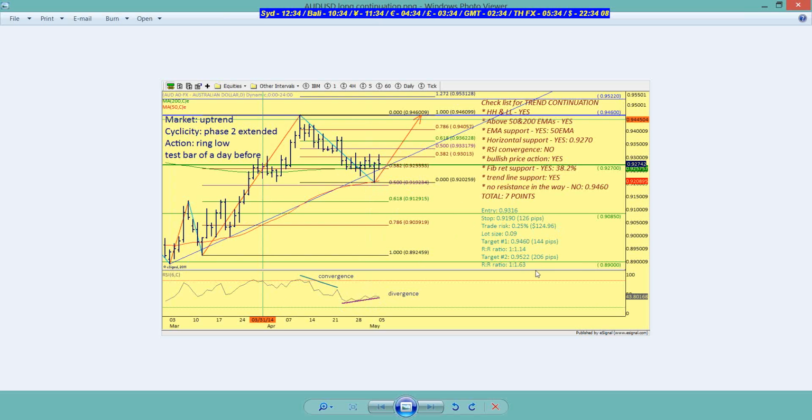Risking 0.25%. Okay, that's good. You only ran 0.25% because the fundamentals are against you. I'm considering two targets. First is at 144 pips and the second is at 206. Yep. Look, having targets is fine. And the risk reward is, the first one is what, 1.14, and the other one's 1.6. And you've chosen the first one because of the previous high.